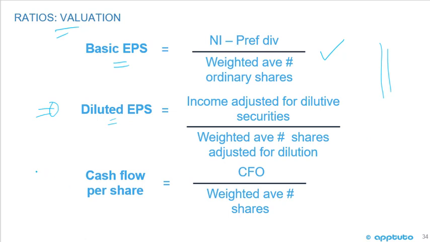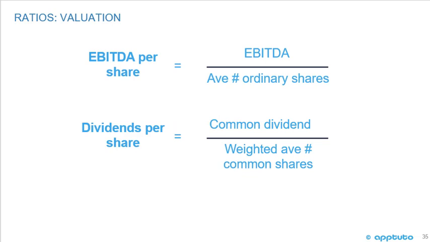Nothing new there. Cash flow per share: when it's cash flow, we're always looking at the operating cash flows. So the numerator is always the CFO. So it's just the CFO divided by the weighted average number of shares. That's how we get our cash flow per share. Carrying on with the valuation, EBITDA per share: numerator is EBITDA, and the denominator is the average number of ordinary shares. Dividends per share is the common dividend divided by the weighted average number of common shares.